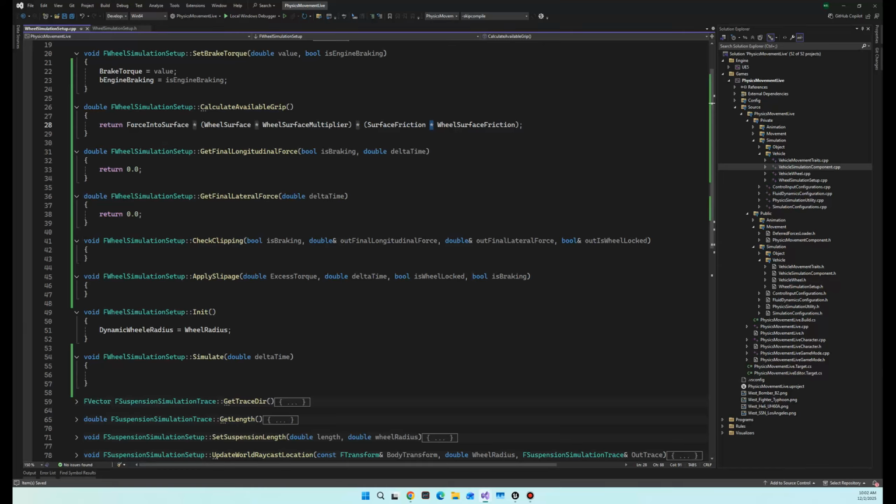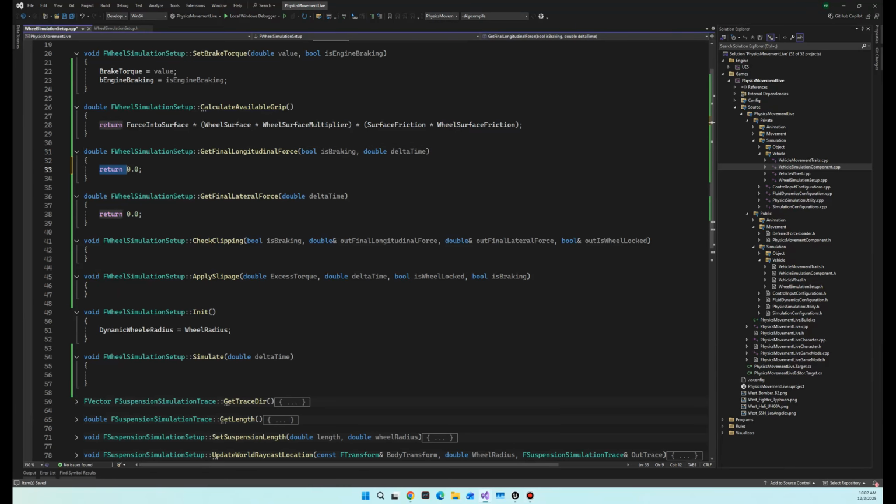Okie dokie. Then moving on to the next one, we have get final longitudinal force. This is the force of the vehicle going in the forward and back direction, so this is going to be applying traction to our vehicle. So let's go ahead and get that all set up.